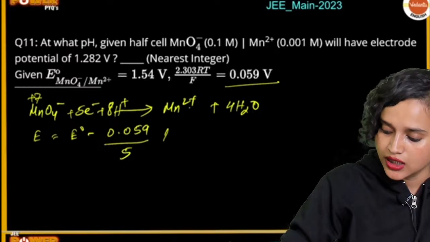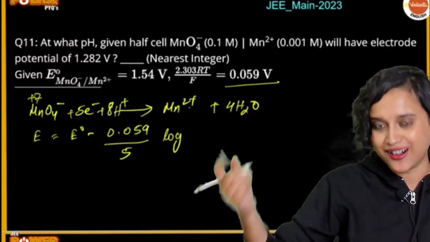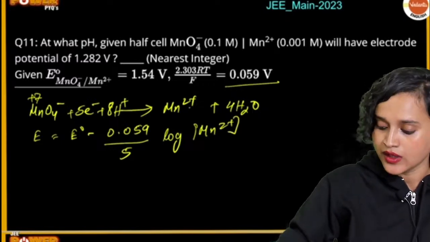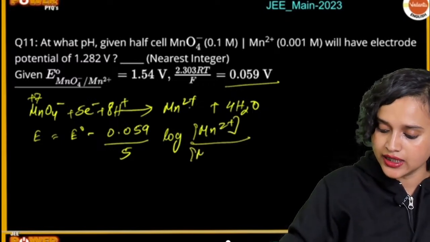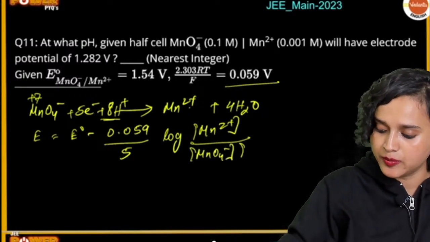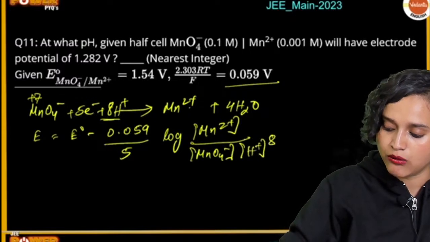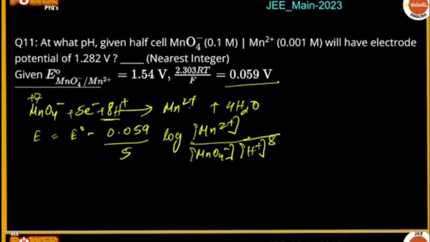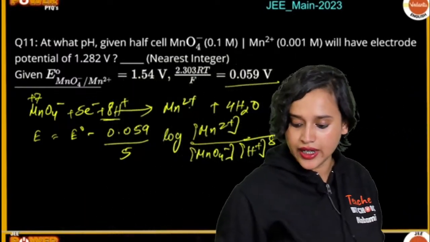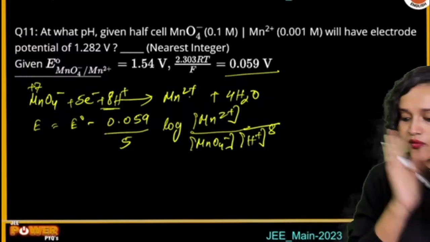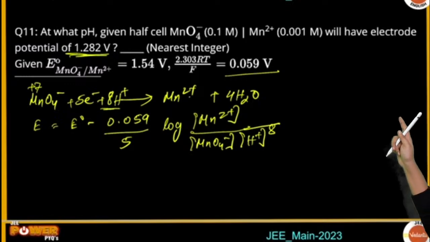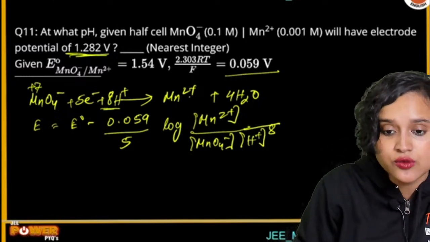Now log of product. Product is Mn2 plus, am I right? Divided by reactant. Our reactant is MnO4 minus, and on this side you have 8H plus, so H plus raised to the power 8. Am I right, everybody? Is this making sense? 5 electrons. Very good, everybody. Now the E value is given to you actually. The electrode potential is given as 1.282.